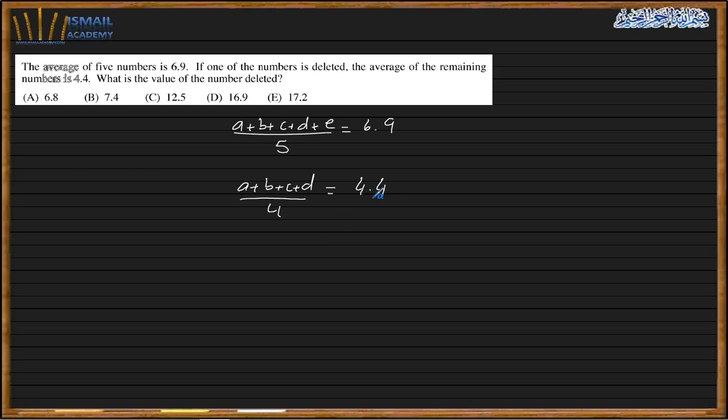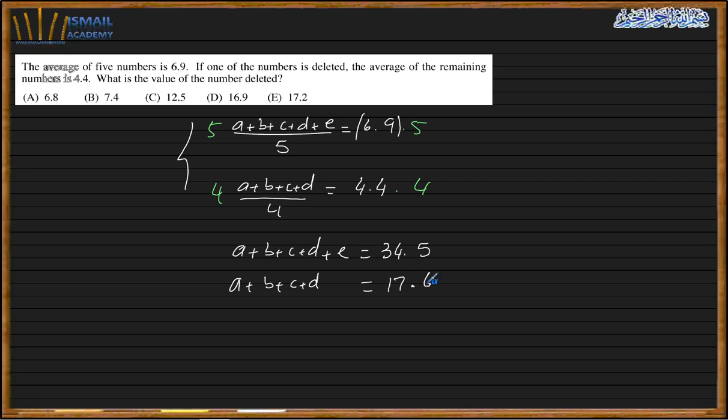So here you see what I'm going to do here. The easiest way, I multiply both sides by 5 here and I multiply both sides by 4 here. So I will end up having A plus B plus C plus D plus E equal, and I multiply this 6.9 times 5, so it's going to be 34.5. And here I will have A plus B plus C plus D equal, so here it's going to be 17.6.